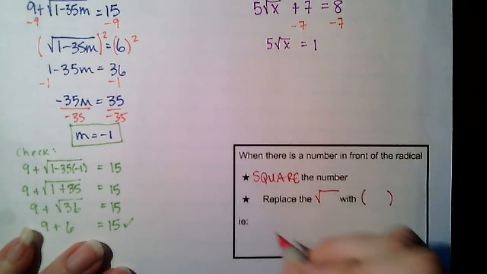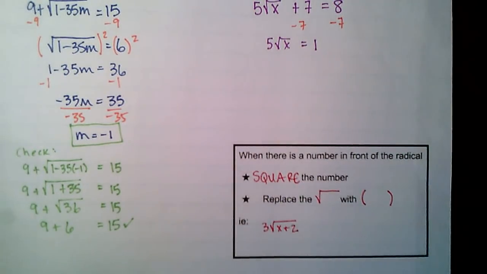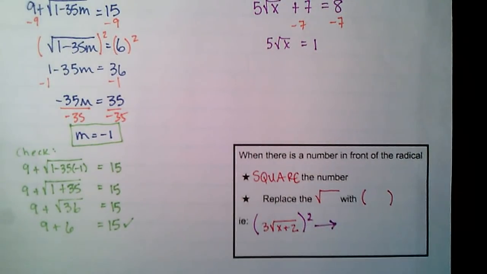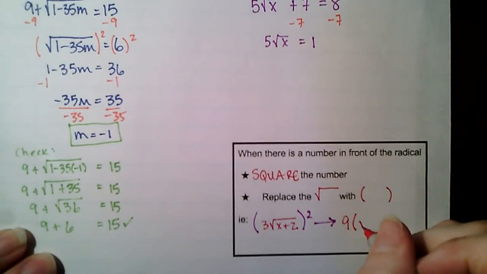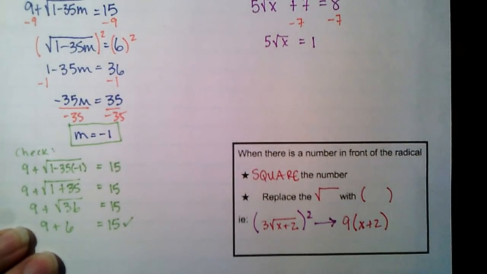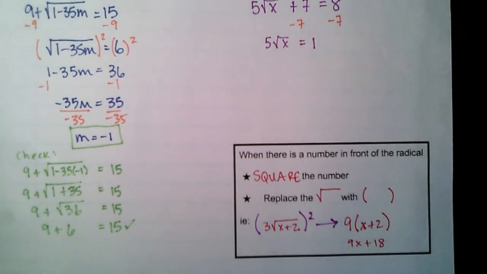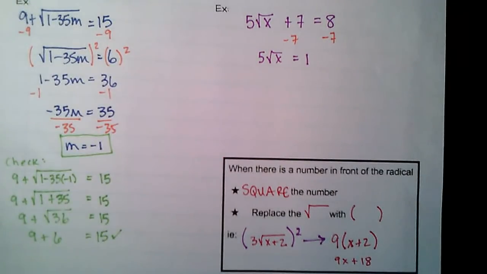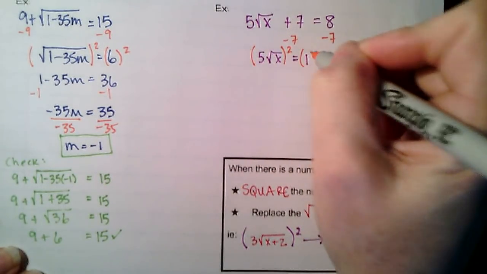So, for example, if I had 3 square roots of x plus 2 and I wanted to square both sides, then what I'm going to do is square the 3, which makes it a 9. And instead of a radical, I put a parenthesis with x plus 2, which makes this 9x plus 18. So since I'd rather not deal with a fraction up here by dividing both sides by 5, I'll go ahead and leave the 5 there, and I'm just going to square both sides.